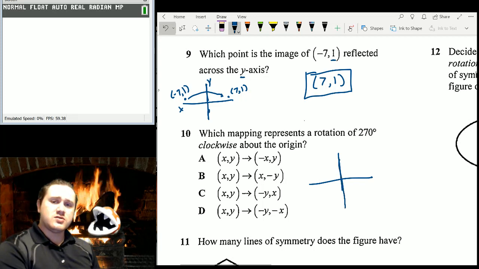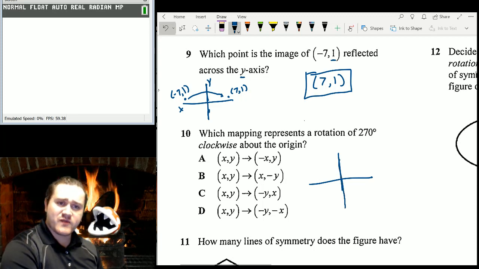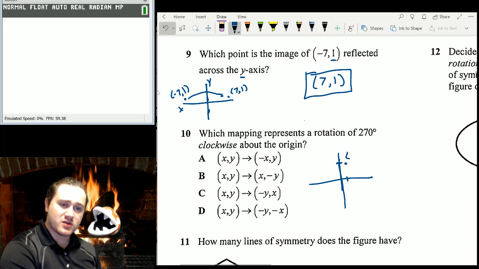I'm going to do 2 points that are fairly unique to each other. So I like using the numbers like 1, 4, so I can easily tell the difference between those two whenever I'm doing a rotation. So like this would be 1, 4 here.